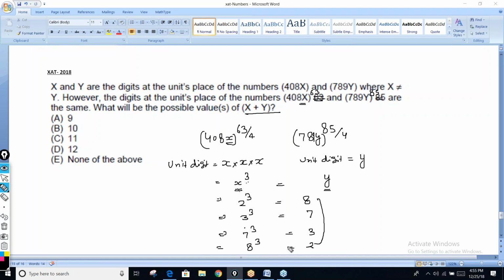Okay. I cannot take 9. 9 cube will also be 9. What is asking? Asking what is the value of x plus y? If I take 2 and 8, again this will be 10. If I take 3 and 7, this will be 10. 7 plus 3 will also be 10. Or 8 plus 2 will be 10.